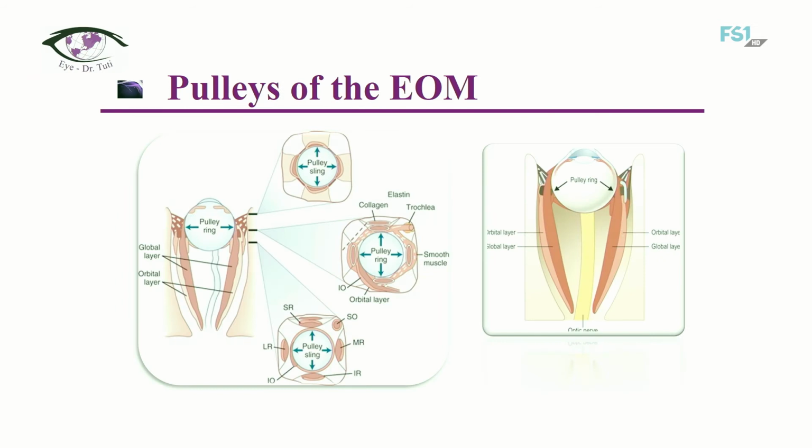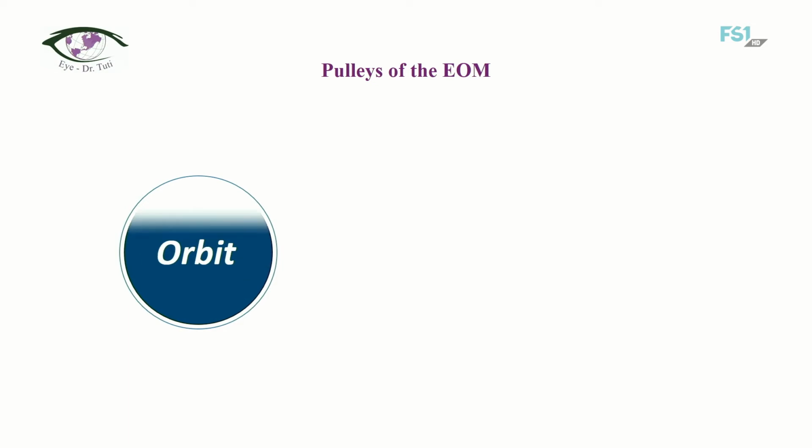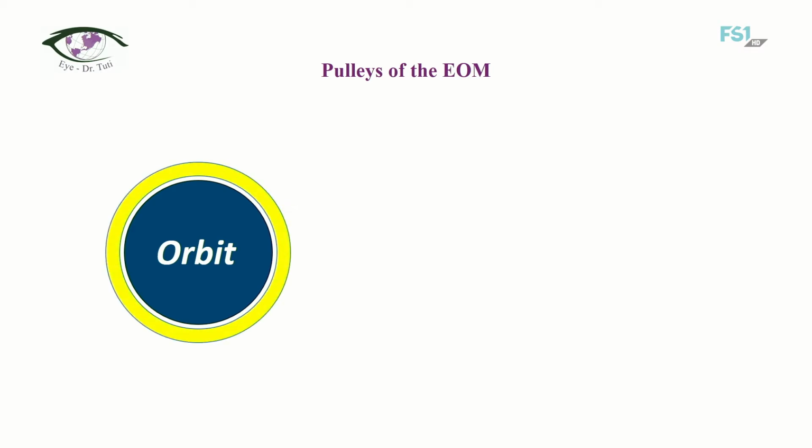Next important structure of extraocular muscles is the pulley. Here in this slide on the photo you can see the pulley ring, pulley sling, and let me describe in the following slides what pulleys actually are. So let's imagine that this is an orbit. Pulleys consist of discrete rings of dense collagen encircling the extraocular muscles and are about 2 mm in length, coaxial.